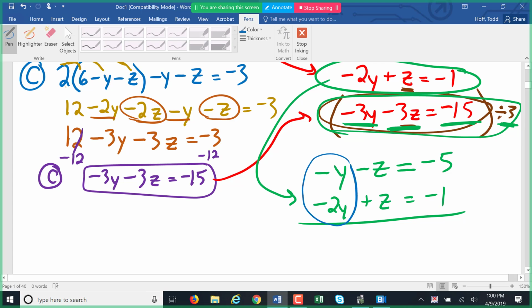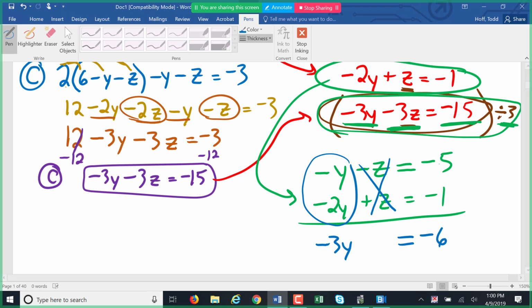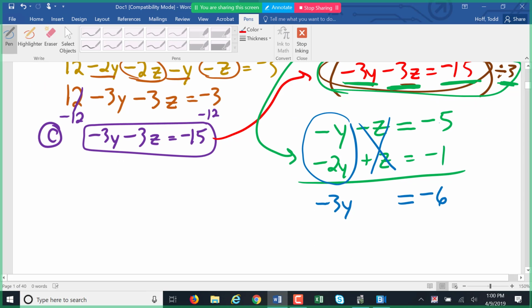Negative y plus negative 2y is negative 3y. Negative z plus positive z is 0. It cancels out. Negative 5 plus negative 1 is negative 6. Now I can solve this. I have reduced that from 2 variables and 2 equations down to 1 variable in 1 equation. And now I can solve it. I simply divide by negative 3 to get y alone. Y equals 2.